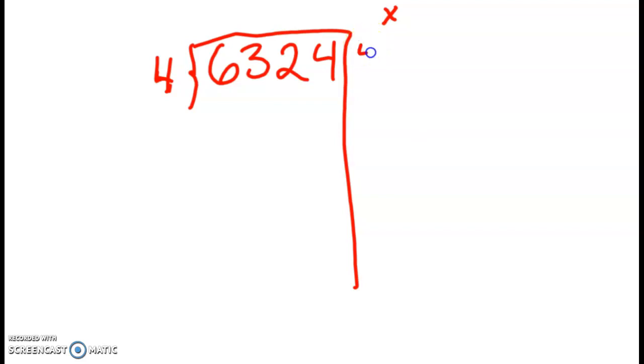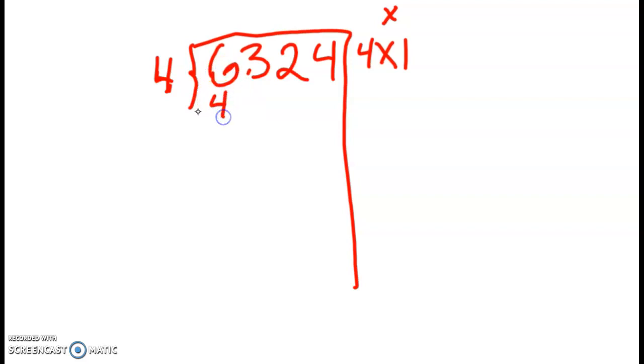Remember, we're always multiplying by our divisor, which is right here, 4 in this case. I'm actually going to get rid of that. And we are going to take that 4 and think about how many times it can go into this thousandths place. In this case, it is 6,000, so we can multiply 4 times 1. And I always like to do 4 times 1 because that's a fact that we know.